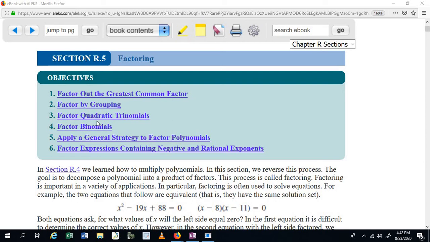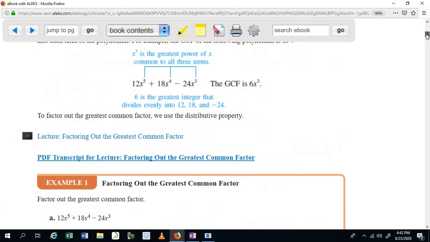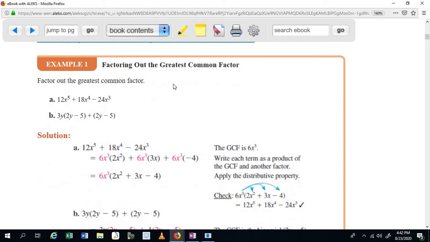Now, we are going to look at some of these other factoring techniques, but I will say this. The first step when you factor is always to factor out the greatest common factor. So regardless of what technique you're going to use, you should always look to factor out the greatest common factor first. Okay, so let's look at some examples where we factor out the greatest common factor.